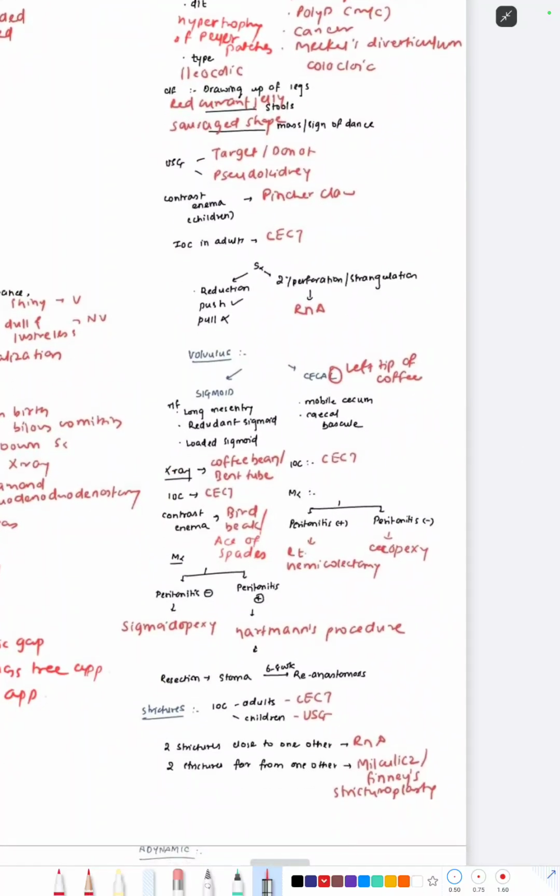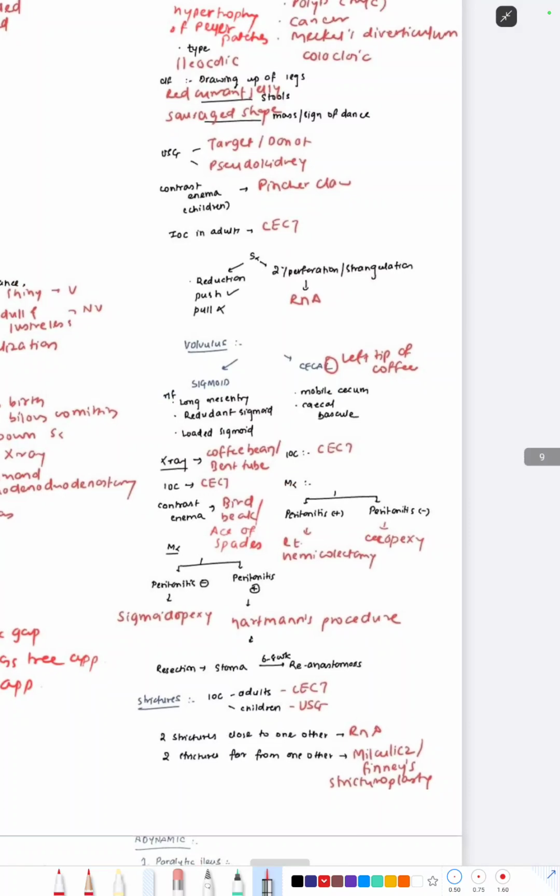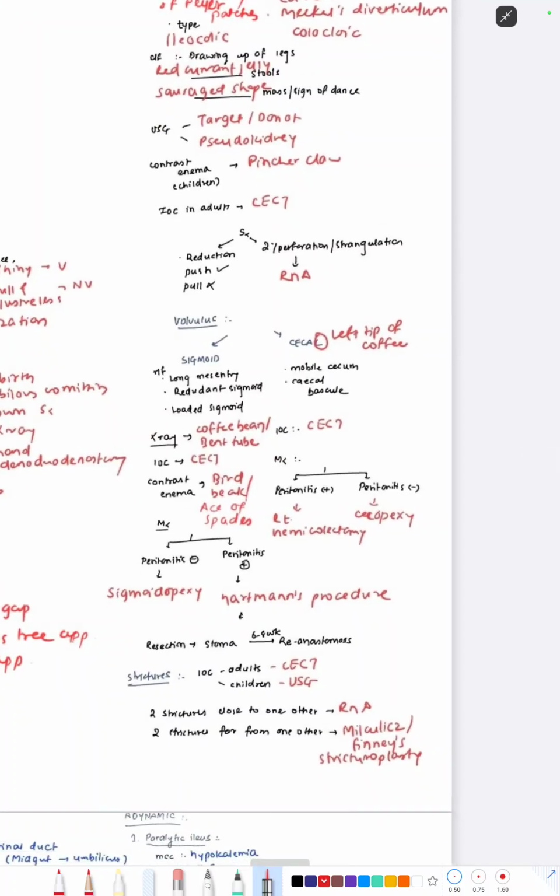Then volvulus, there are two important types of volvulus: sigmoid volvulus or a cecal volvulus. In both of them, the coffee bean appearance is seen. In sigmoid volvulus, the tip is towards the right side, and in cecal volvulus, it is towards the left side. Then the risk factors for sigmoid volvulus are long mesentery, redundant sigmoid, or loaded sigmoid. The X-ray coffee bean or bent inner tube sign is seen.